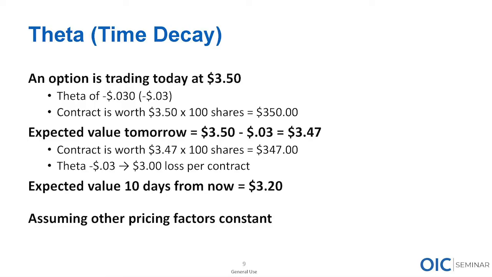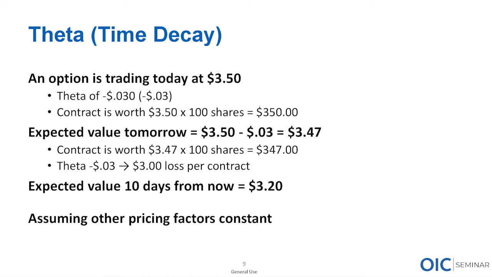Let's look at an example. So now we know what theta is. It's the amount of expected decay on a per calendar day basis. And this is just simple arithmetic. An option is trading at $3.50, and the theta is 3 cents. So 1 day passes, and it's very simple. All else equal, the option will lose 3 cents in value and be trading at $3.47.